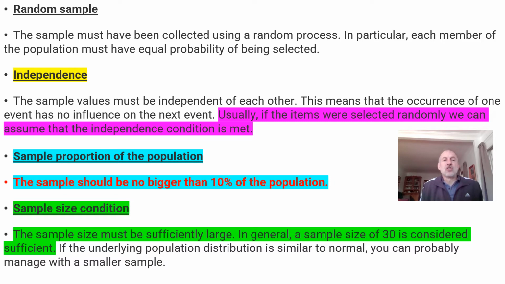Sample size condition, people, the sample size must be sufficiently large. It's important. In general, a sample size of 30 is considered sufficient. If the underlying population distribution is similar to normal, you can probably manage with a smaller sample.